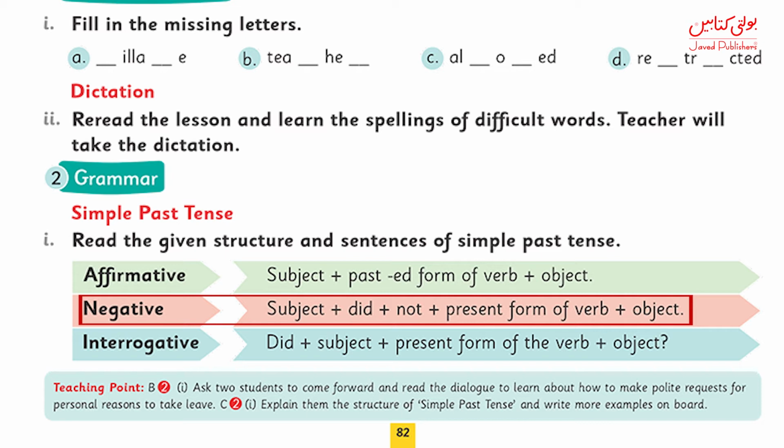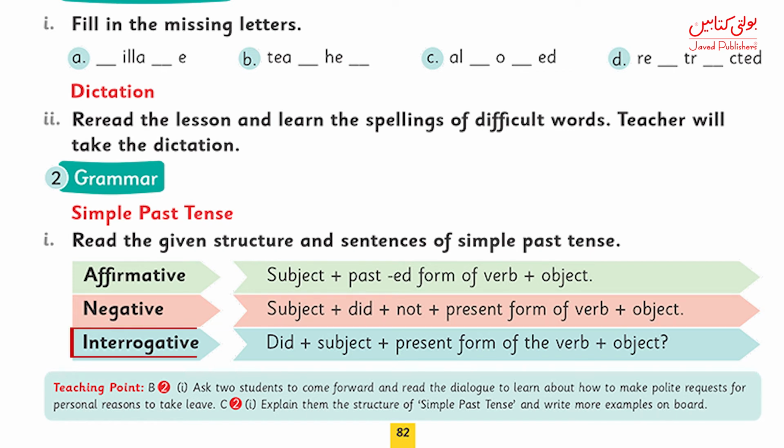Now this is very important. Usually what we have learned in the past is that when we use did, because it is past tense, we should be using past verb with it. But here, whenever we are going to use did, we will be using the present form of verb. So it's going to be did not lock plus object, which is going to be the room.